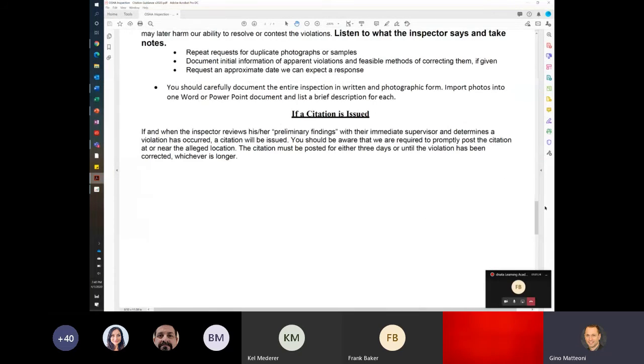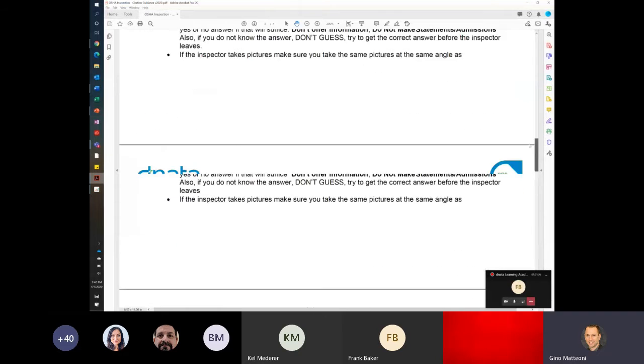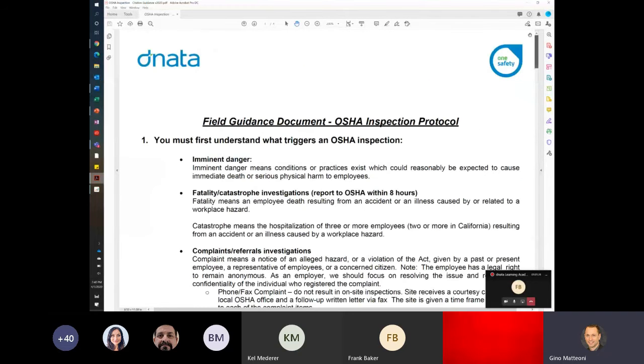Any questions on this guidance document? That is very new. This has not been published before. So this will be published post learning call today.